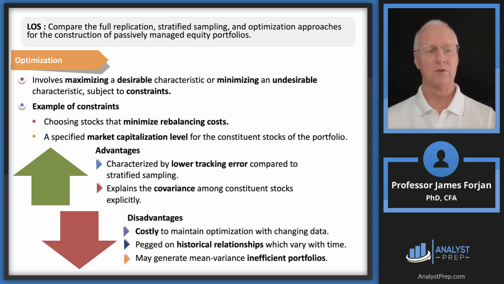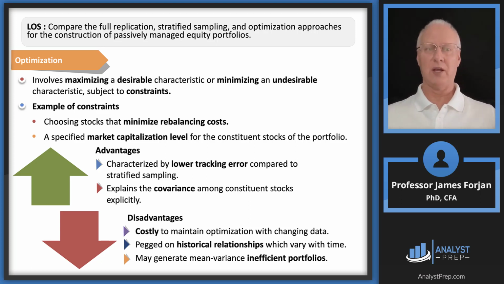Optimization. This is the Harry Markowitz, but this is an extension of Harry Markowitz. Maximizing a desirable characteristic, or minimizing an undesirable characteristic, subject to all sorts of constraints. So we might want to minimize rebalancing costs. We might want to maximize return. We might want to maximize a premium over the risk-free rate of interest. In Excel, you can set almost any constraint that you want to. Of course, it has to be reasonable.